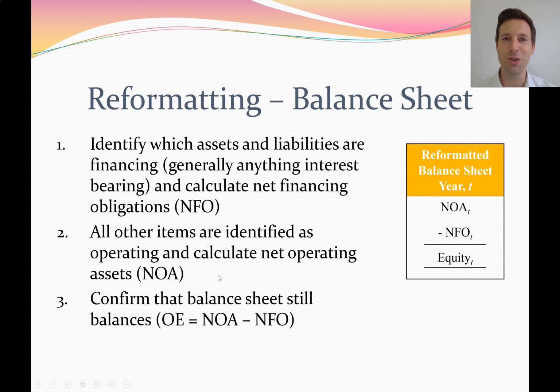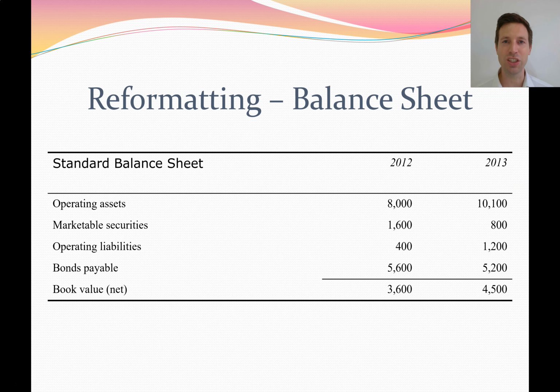So the steps to follow look like this. Number 1, you identify which assets and liabilities are financing. And our rule of thumb is anything with interest would be classified as financing. Anything that doesn't have interest will be classified as operating. So identify all the financing activities that have interest and calculate your net financing obligations. Then every other account, we classify our net operating assets. Finally, we just confirm that owner's equity equals NOA minus NFO, that we haven't missed an account and the balance sheet still balances. So here's a really simple balance sheet for some practice.